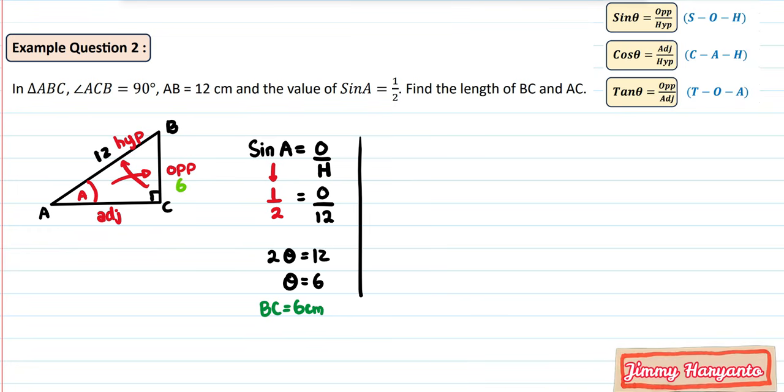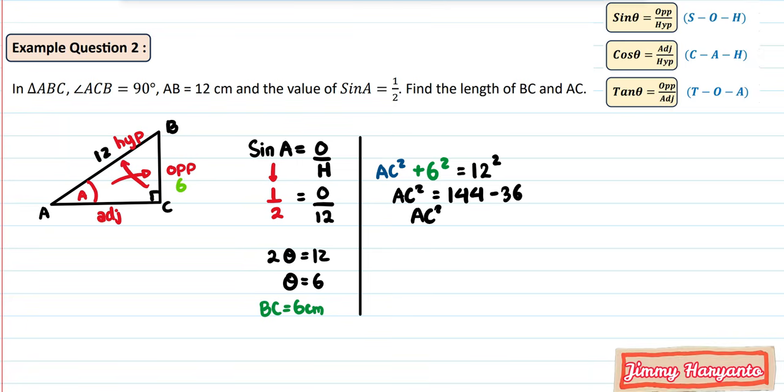Okay, next, let's try to find the adjacent. For the adjacent, we can use Pythagoras theorem. So AC squared plus 6 squared has to equal 12 squared. So AC squared equals 144 minus 36, so AC squared equals 108. AC equals square root of 108, which is 6 square root of 3 centimeters. Okay, so this is how you do it when the question is simple.